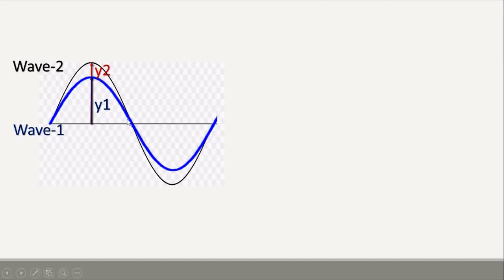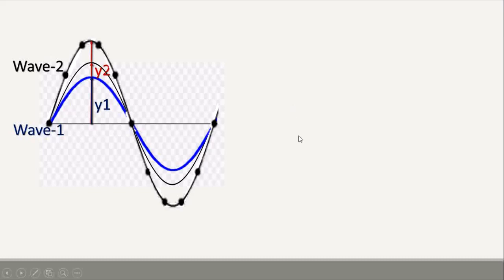When these two waves superimpose on one another like this, there will be a resultant wave. This resultant wave will have a larger amplitude, because its maximum displacement is equal to y1 plus y2, according to the superposition principle. If the first wave has a displacement of 4 and the second wave has a displacement of 6, the resultant wave will have a displacement equal to the addition of the two displacements produced by wave 1 and wave 2. It is nothing but 10.